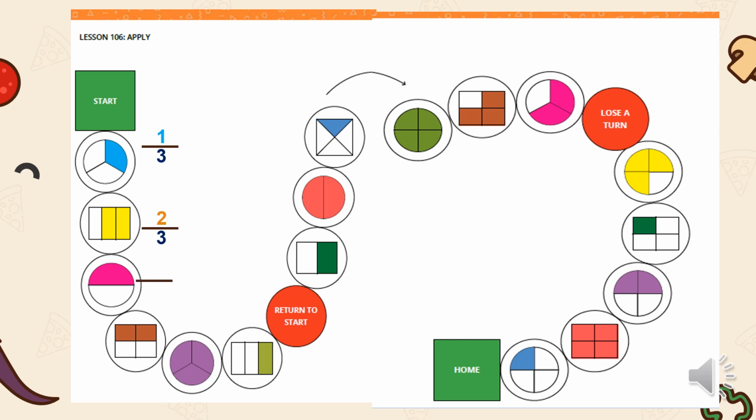Next the fraction is 1/2. Next, the fraction is 2 over 4. Next, we have 3 color parts over 3 total parts. So it's 3 over 3 equals 1. You can complete the page by yourself.